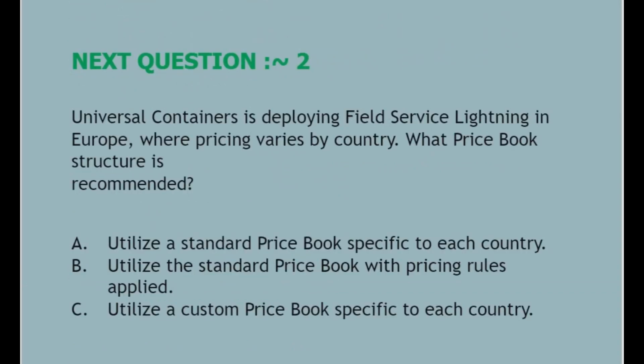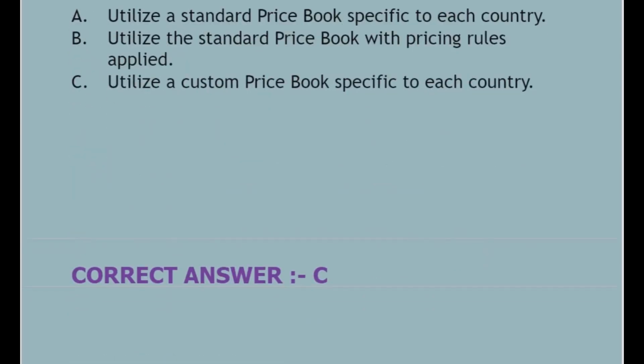Question is Universal Containers is deploying Field Service Lightning in Europe, where pricing varies by country. What price book structure is recommended? Option A, utilize a standard price book specific to each country. Option B, utilize the standard price book with pricing rules applied. Option C, utilize a custom price book specific to each country. Correct answer is option C.